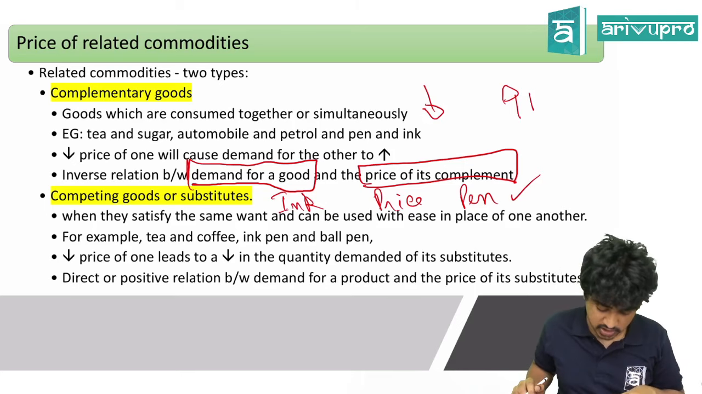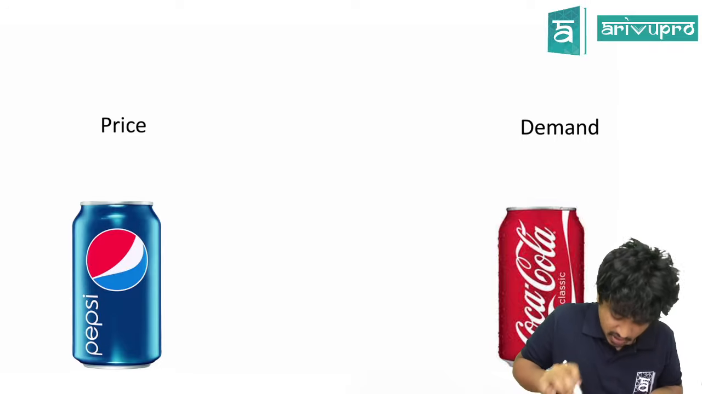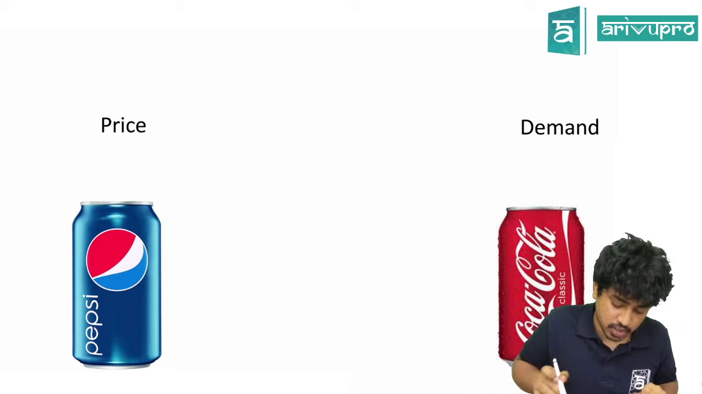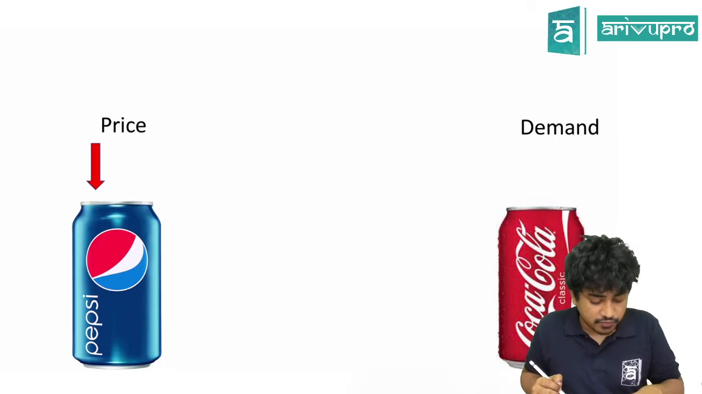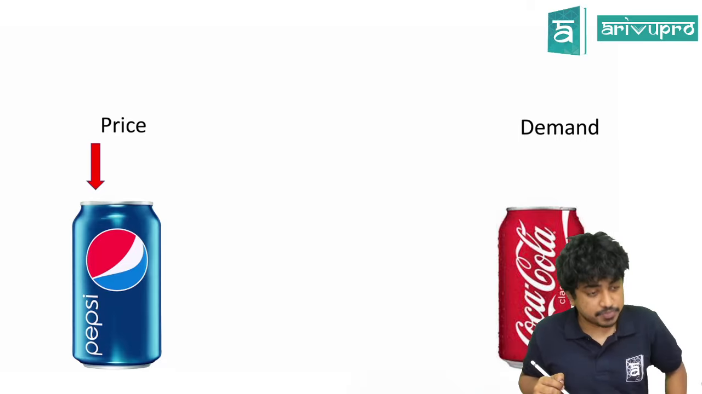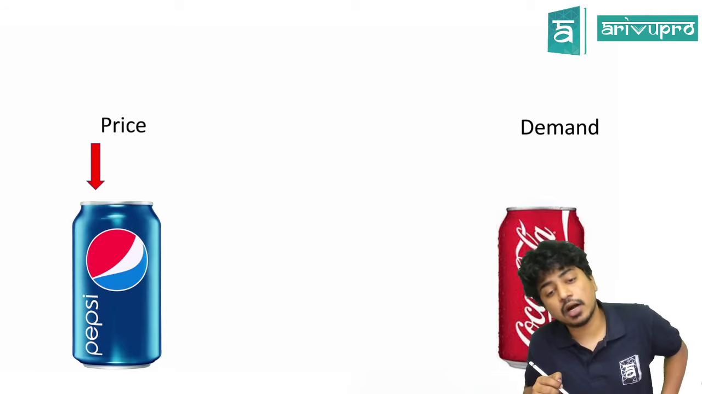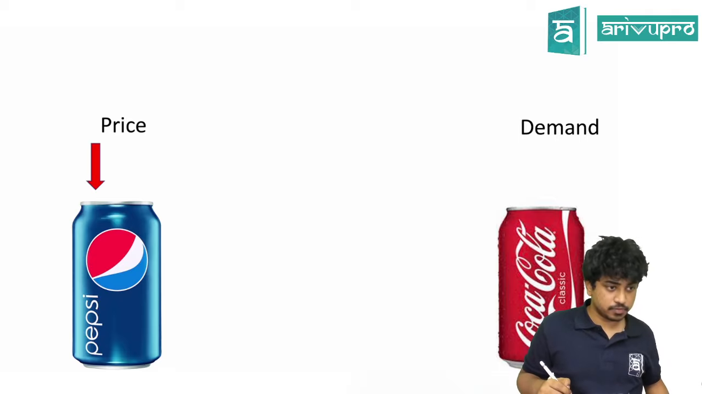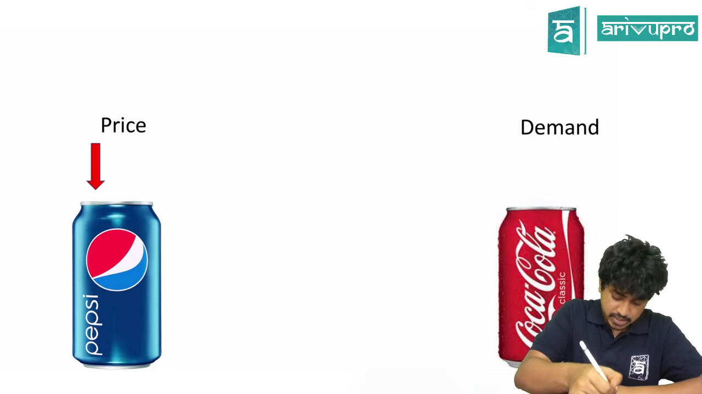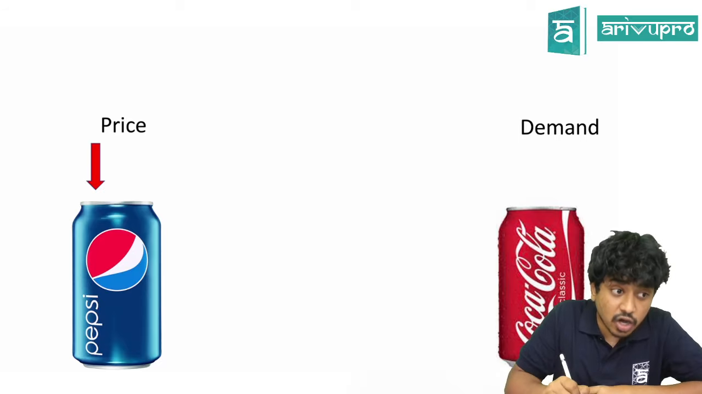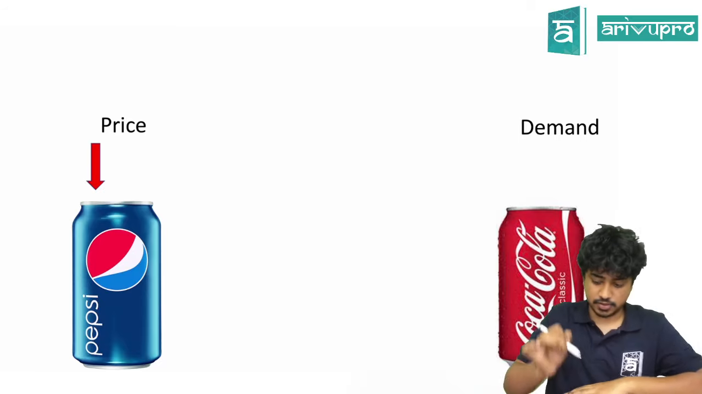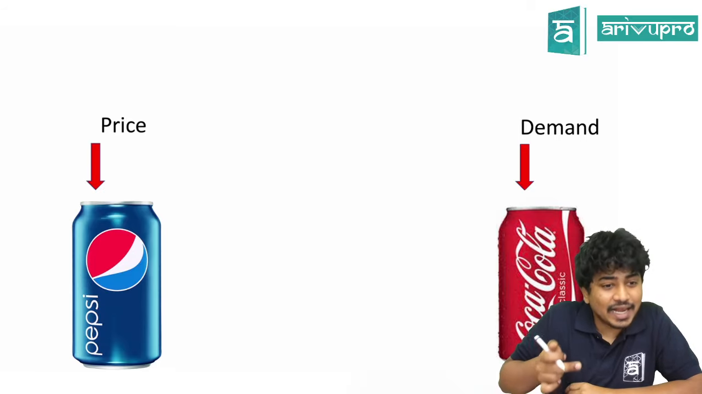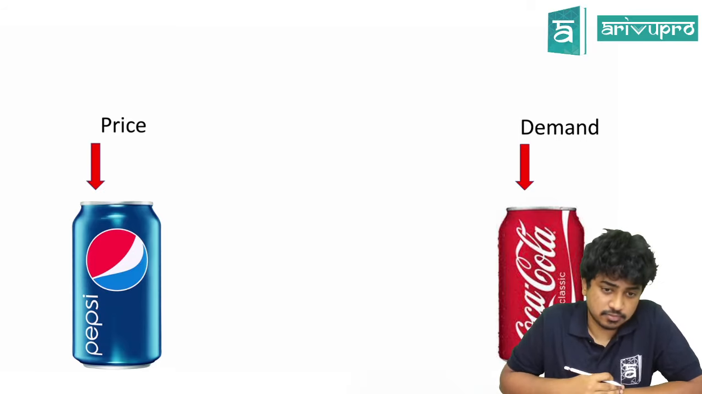All clear? Any questions online? Done. Now we'll go to substitute goods. Substitute goods are used for each other, right? Now, if the price decreases for Pepsi, what will happen to the demand of Coke? Think of it logically. Price of Pepsi falls, what will happen to the demand of Coke here? Demand of Coke will decrease.